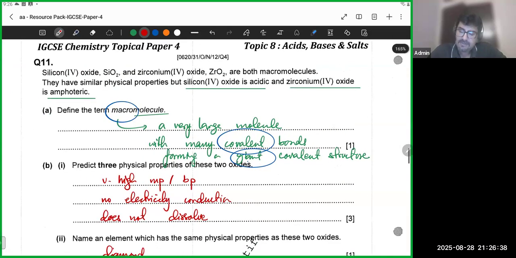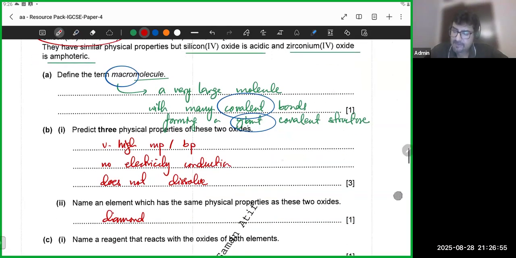There's diamond, there's silicon oxide, which you've also studied. And when we were doing chemical bonding, I told you there's another one which is graphite, but I told you that silicon oxide and diamond have very similar structures and very similar properties. Okay, I'm just going to revise chemical bonding very quickly.